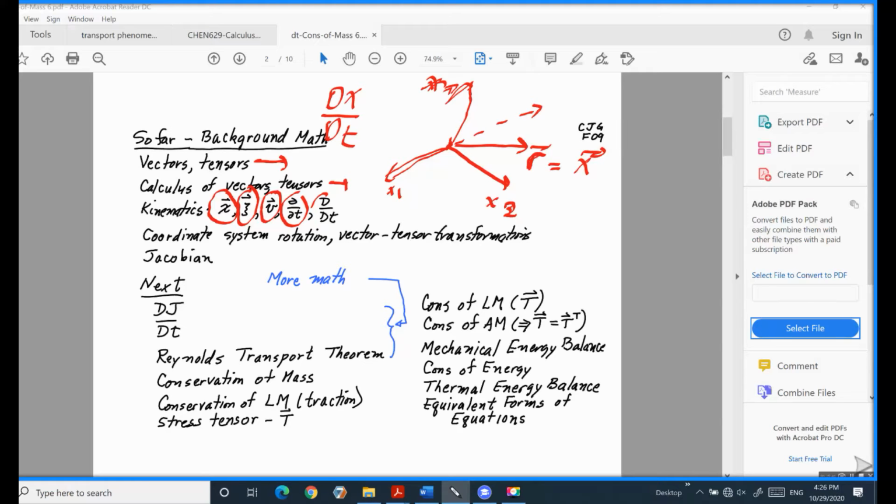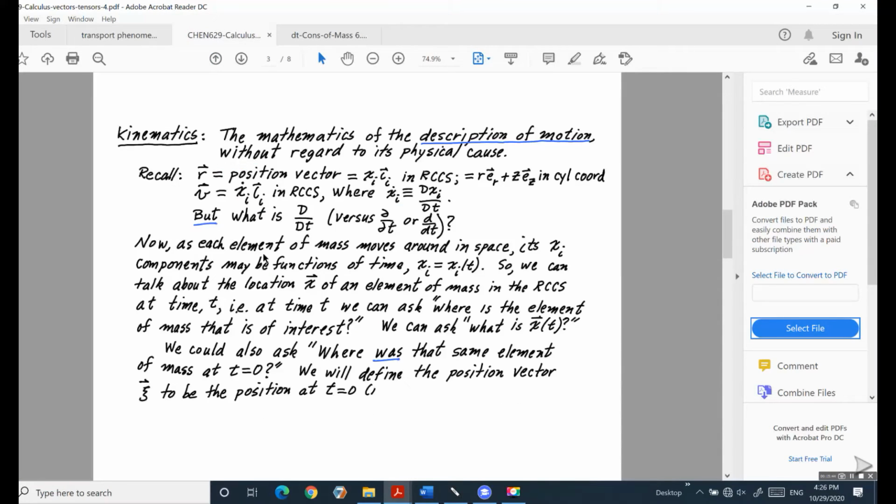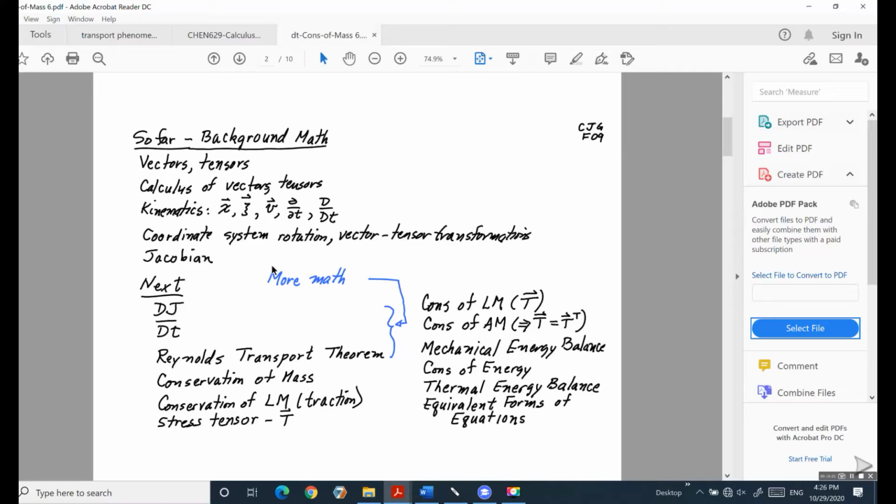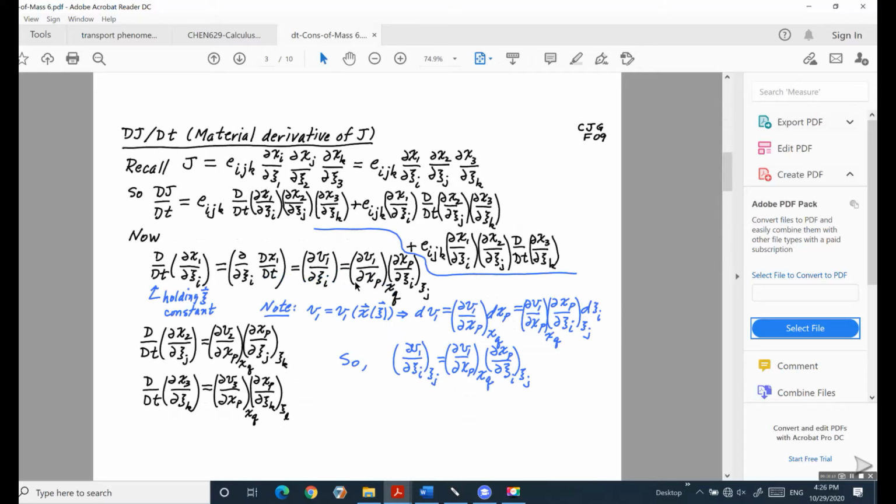And before, if I go back from here, I just define the partial derivative with respect to time, and you find that one, the substantial, and I define the total derivative, and so on. Okay, and I define the Jacobian. Next, what's going to be dJ over dt? Find the Reynolds transport theorem from here.